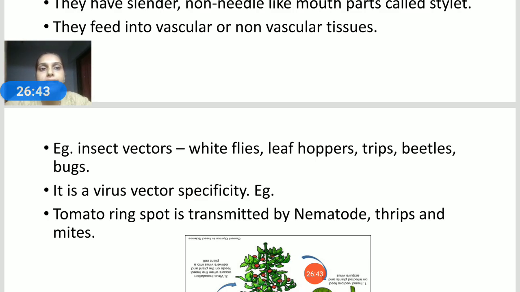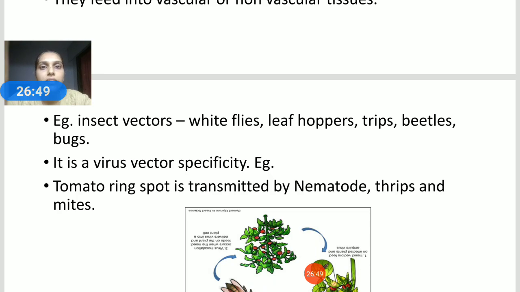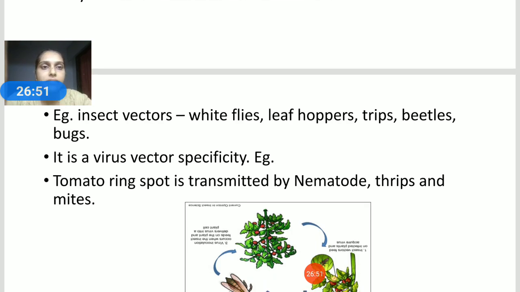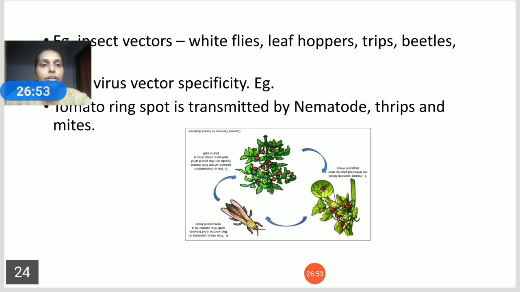Tomato ring spot is transmitted by nematodes, thrips and mites. We all know about insect transmission, right? So in this figure we will see the insect transmission in tomato ring spot. Okay, now we will see the other points in our next session.